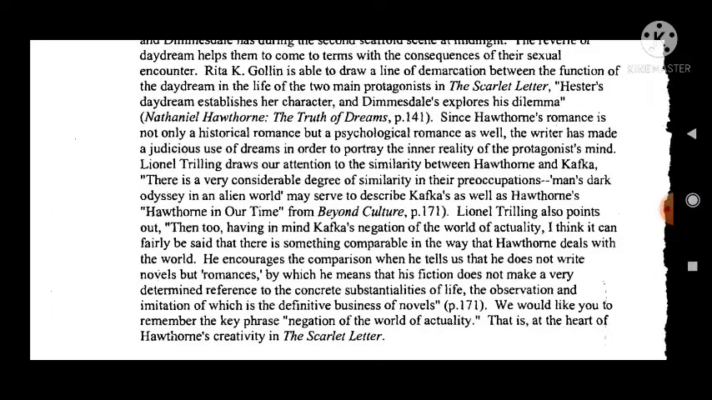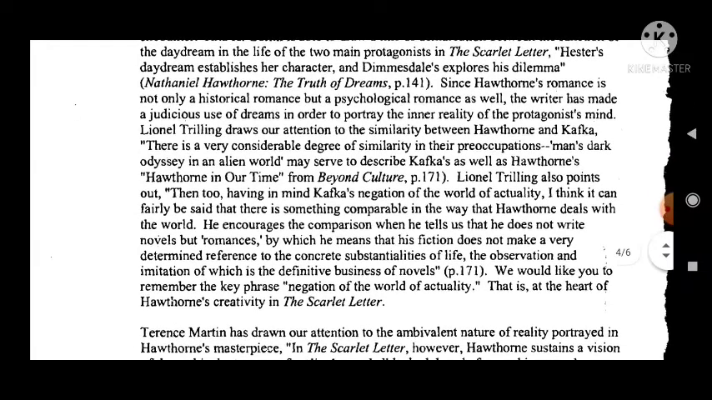Since Hawthorne's romance is not only a historical romance but a psychological romance as well, the writer has made a judicious use of dreams in order to portray the inner reality of protagonist's mind.